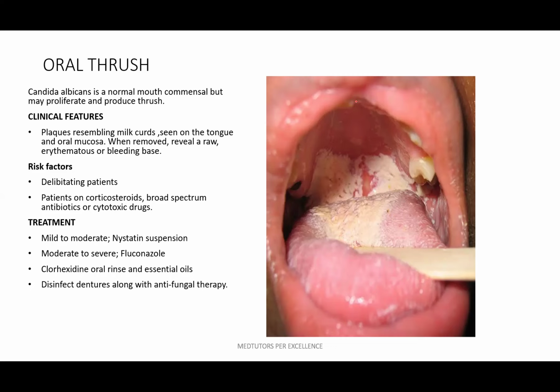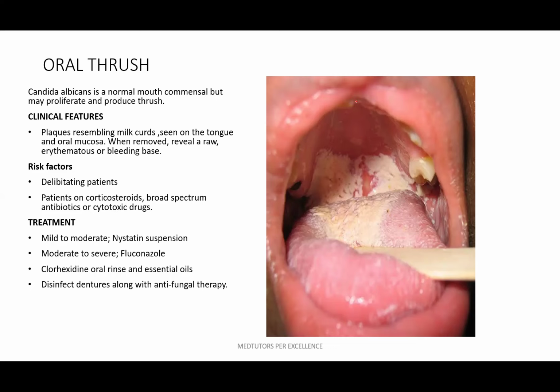If a patient becomes immunosuppressed, Candida albicans may now produce infection there by penetrating the gum. That's why if you scrape it off, it will bleed, because it's invading the mucosa there. So they present as plaques resembling milk curd seen on the tongue and oral mucosa. When removed, it reveals a raw erythematous or bleeding base.